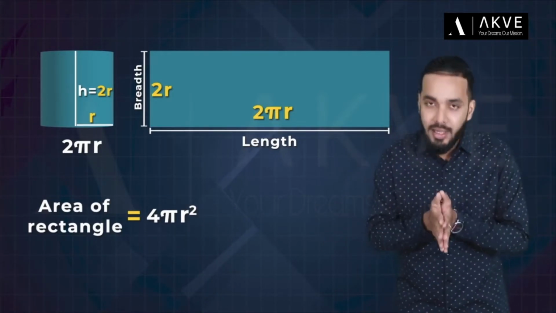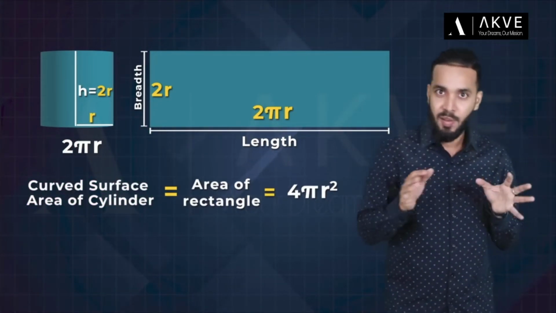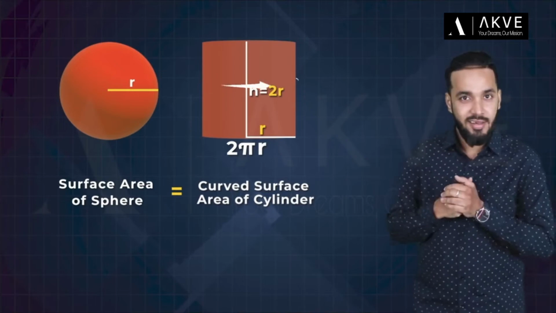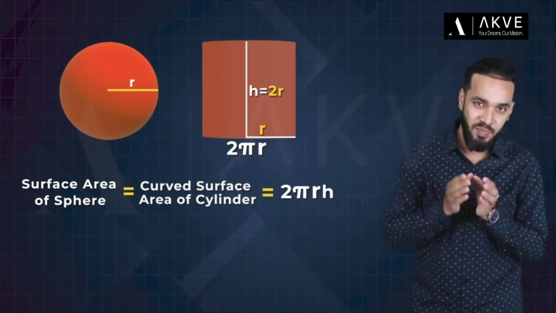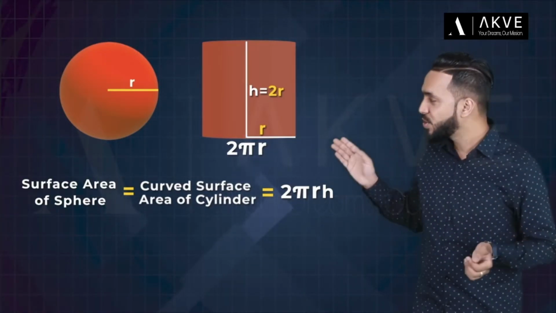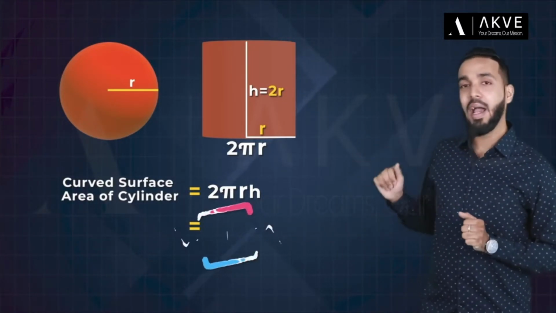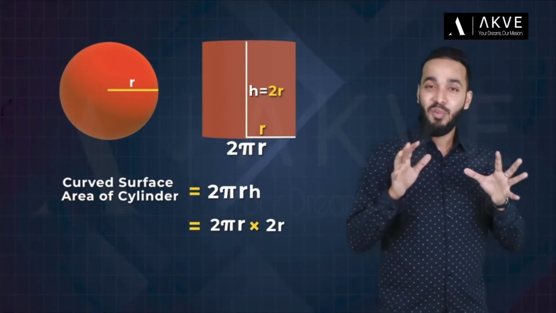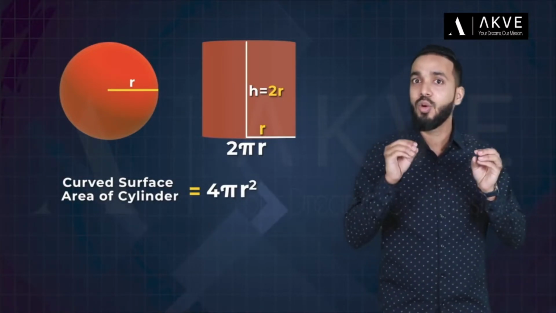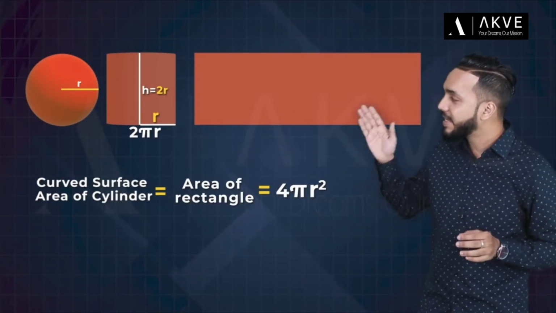Now, we didn't really need to cut open the curved surface of the cylinder to form the rectangle, because we know the formula to calculate the curved surface area of a cylinder directly. It's 2 pi r h, where r is the radius of the cylinder and h is its height, which is 2r here. So, the curved surface area of the cylinder would be 2 pi into r into 2r, which again simplifies to 4 pi r squared. I didn't go directly for the formula because I wanted you to visualize the concept at the simplest level.